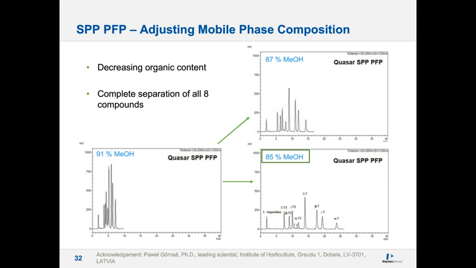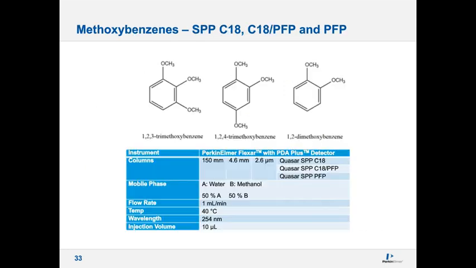A final example of the benefits of screening other stationary phase chemistries is the analysis of methoxybenzenes. In this example, we look at 3 methoxybenzenes, and as you can see, they are structurally very similar, with 2 of them differing only in the substituent position of one of the methoxy groups. For this method, screening was carried out using a Quasar SPP C18, C18 PFP, and a PFP column.